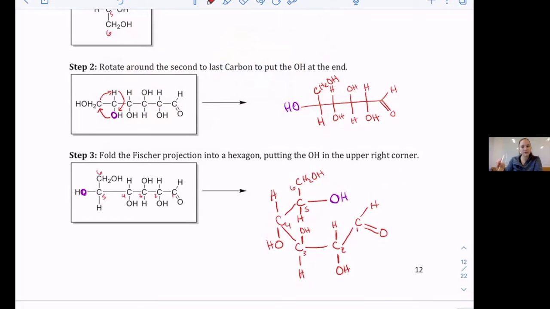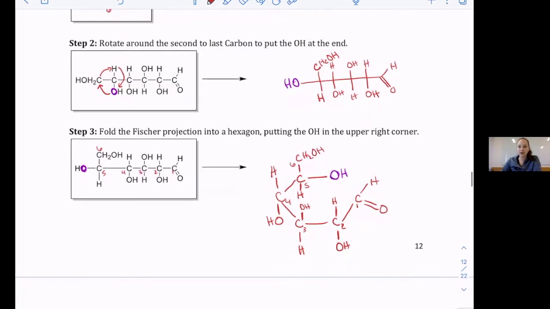Okay, so just for clarification, that whole horizontal line is going to be what is in our hexagon. So we go down and around. Our last point of our hexagon in the upper right-hand corner is going to be our hydroxide, so that carbon 6 is actually going to be sticking up. So the parts that are up are going to stay up. The parts that are down are going to stay down.